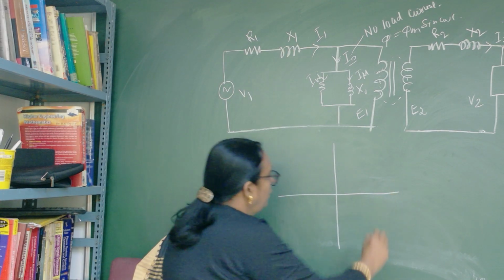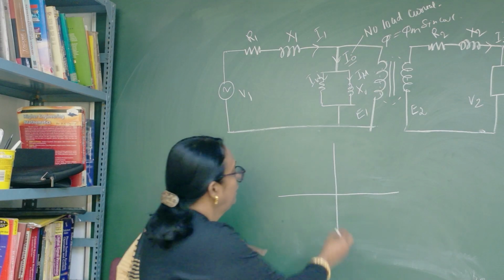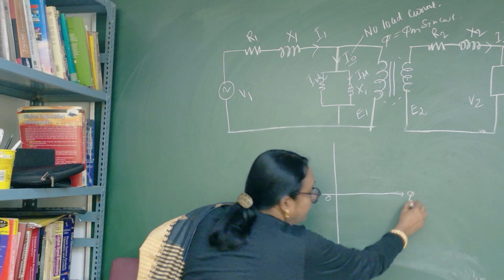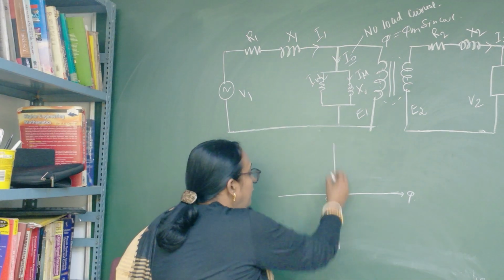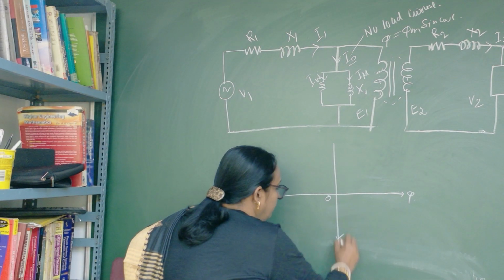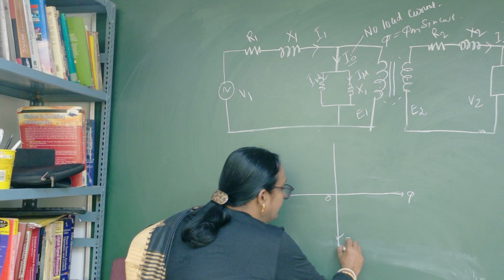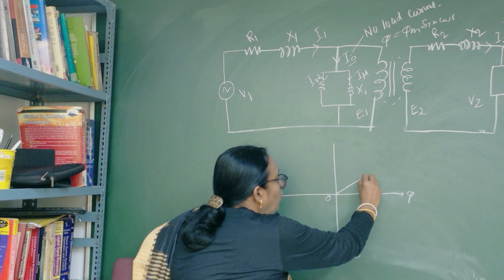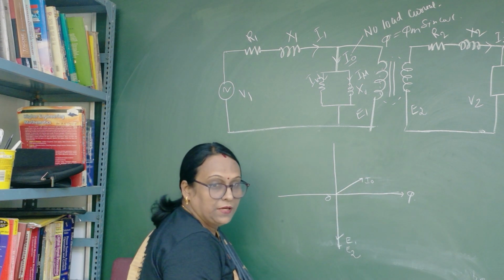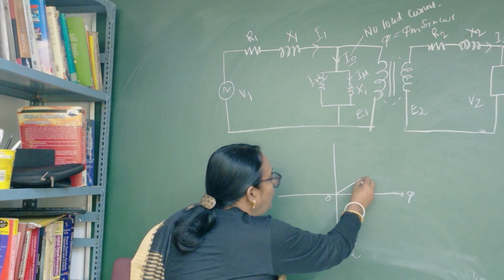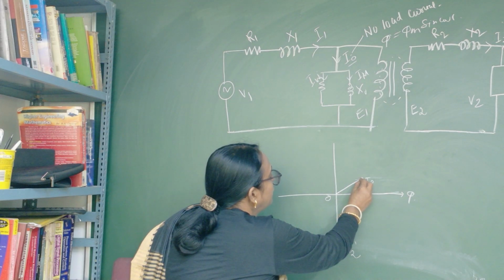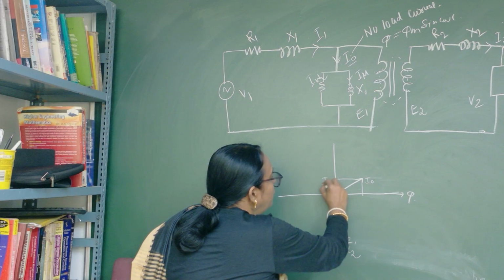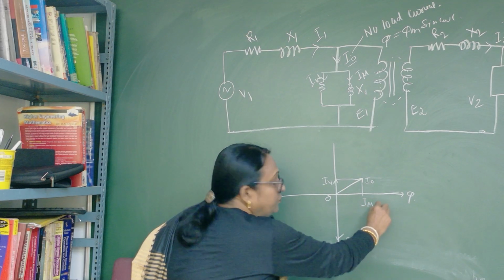First, we will draw this way. This is O, and in this direction the flux phi is there, and just opposite to the E1, E2 is 90-degree lagging. Then we will draw the no load current I0. Then we will draw the horizontal component and vertical component. This is IW. This is IV.